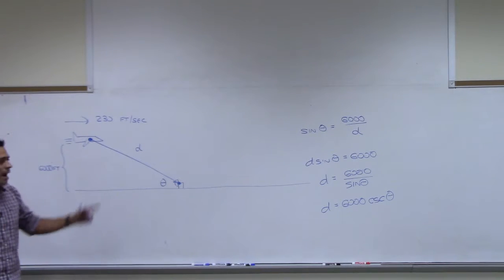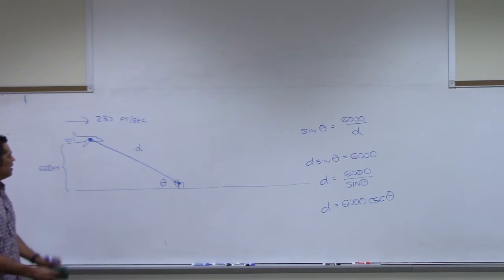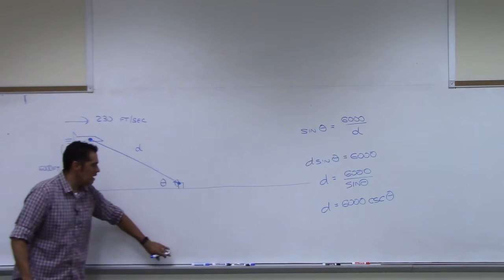Now if I asked you to graph that, could you? Could you graph cosecant theta? 6,000 cosecant theta? Of course you could, right? How would you graph 6,000 cosecant theta?